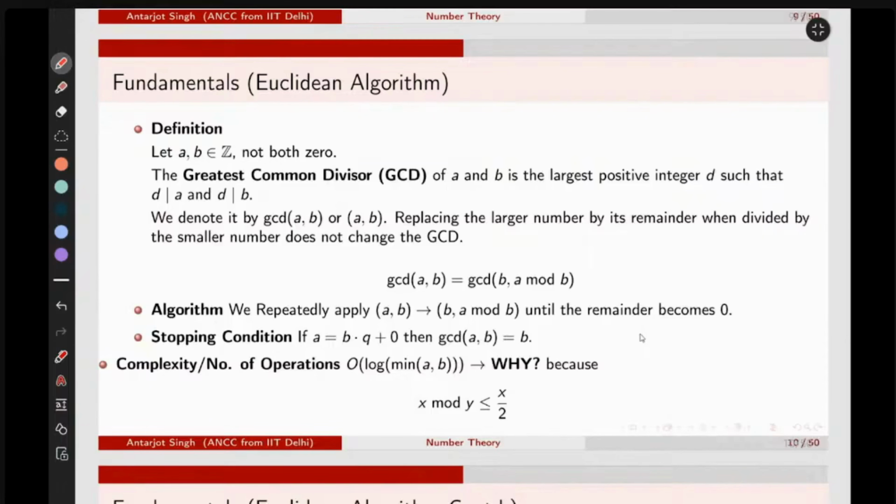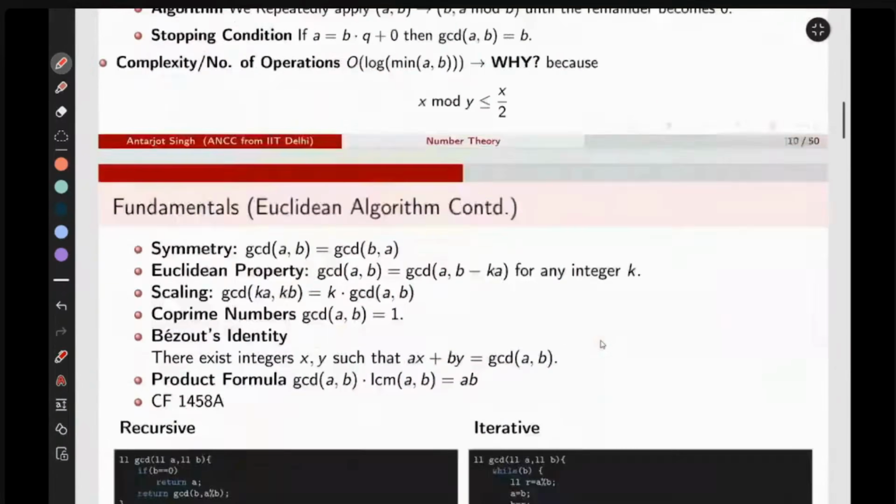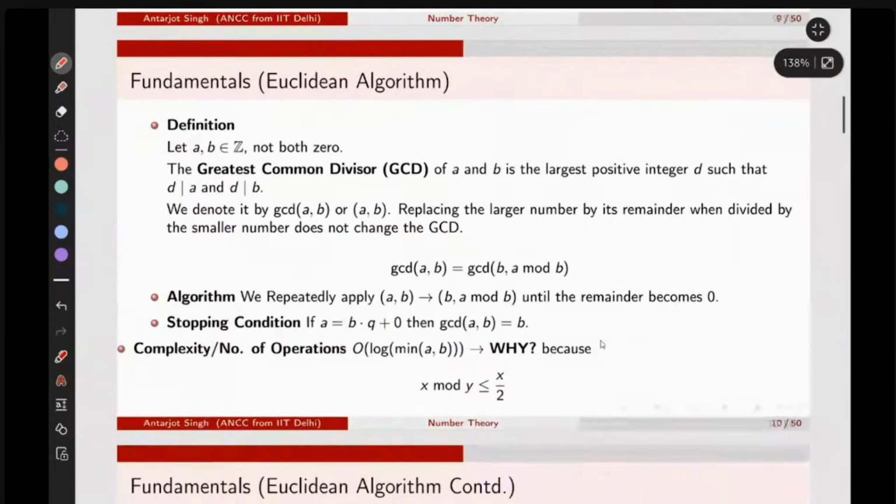So let's move to another topic, which is the Euclidean algorithm. So A and B are two integers which are not zero. You need to compute the GCD of A and B. We are going to discuss how we are going to compute the GCD of these numbers. First, let me introduce what exactly is GCD. So GCD is the biggest number, let's say G, that divides A and also divides B at the same time. So that's the definition of GCD.